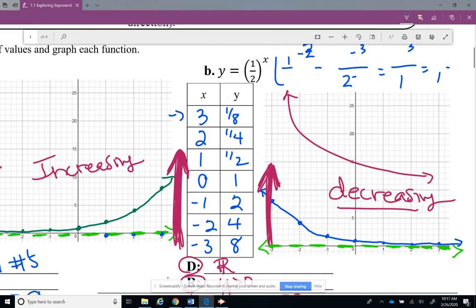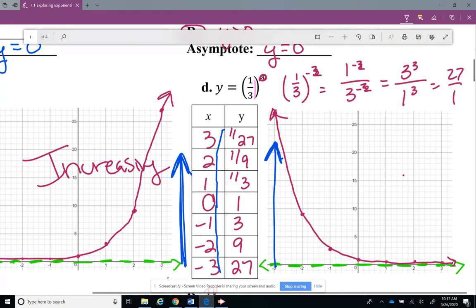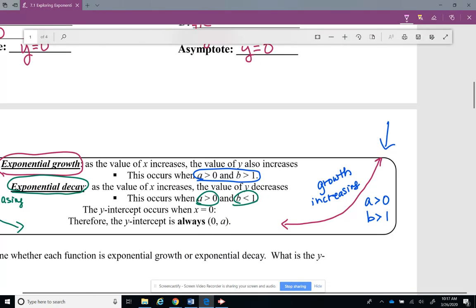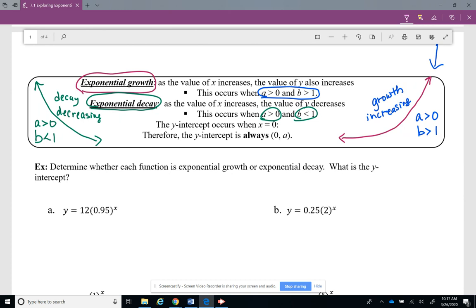Let's go look at B. I'm going to highlight it in pink. Look, 1/2 is less than 1. Look at B. 1/3 is less than 1. So that should make total sense now. Exponential growth and exponential decay.